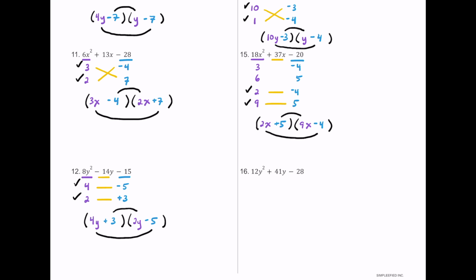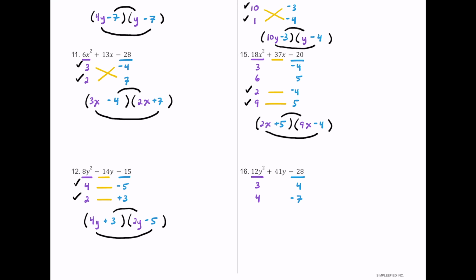Last one, number 16, we have this 12y squared plus 41y minus 28. So 12 has 1 and 12, 2 and 6, 3 and 4. I'll start with 3 and 4. This negative 28 has 1 and 28, 2 and 14, 4 and 7. And so we're going to go with 4 and 7 to begin. And I'll just put the negative on the 7 right now just to try it.